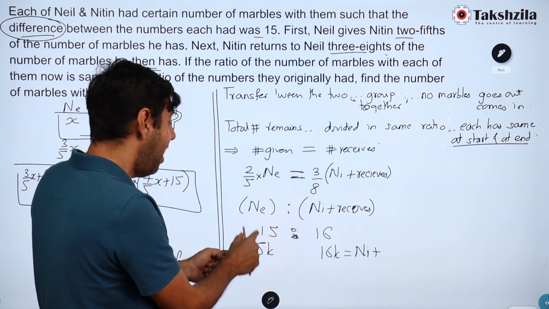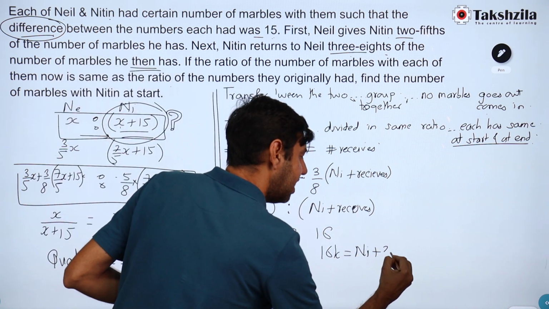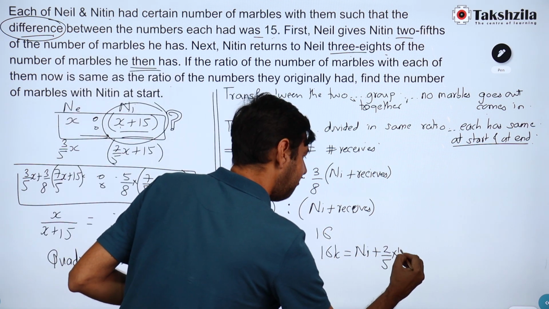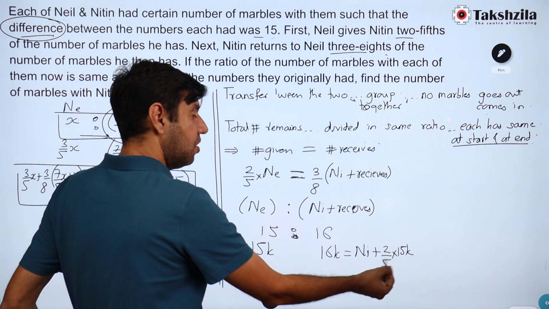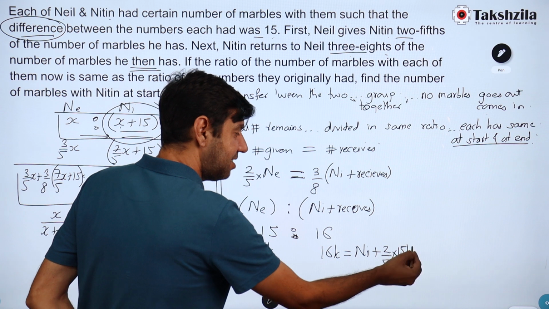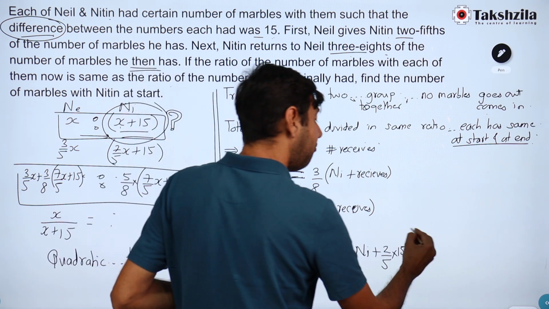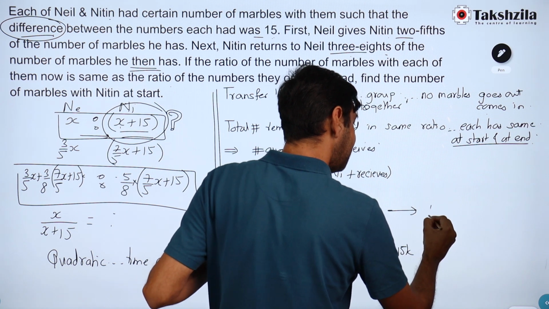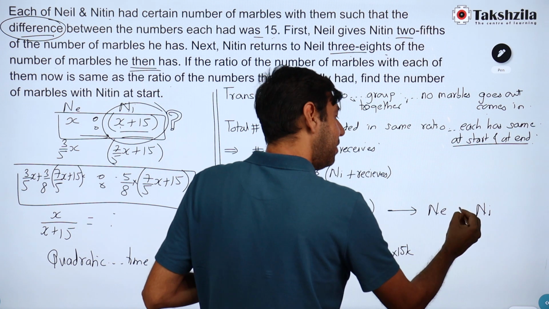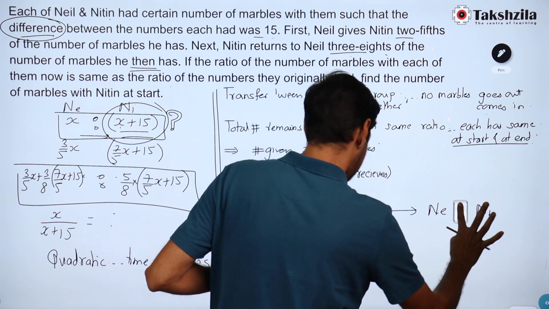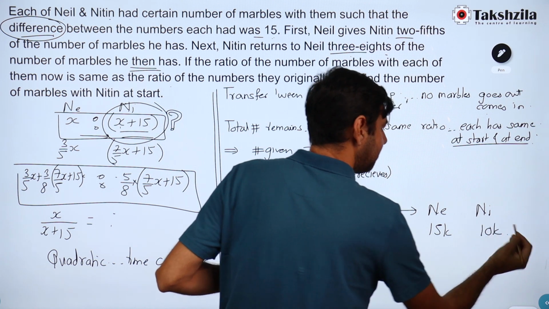And what did he receive? He received 2/5 of this. So could I say he receives 2/5 of 15k? And all this you should try to do orally, students. So 5 3s are 15, 3k, 6k he receives, then it becomes 16k. So from here, can you change the ratio to whatever Neil had and whatever Nitin had at the beginning? That is nothing but he had 15k and this guy had 10k.